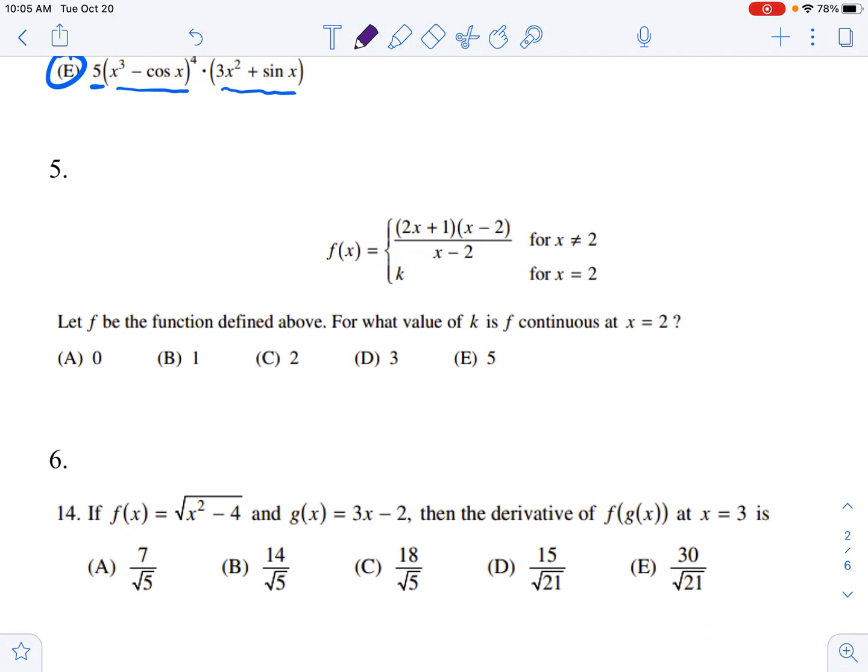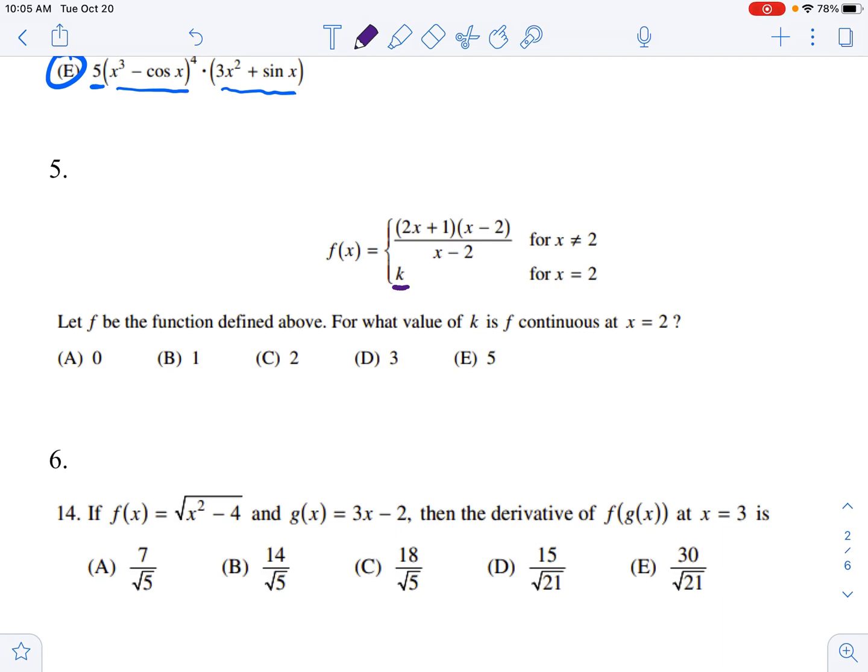f is (2x + 1)(x - 2) all divided by x - 2 for all x values not equal to 2. At x equals 2, the y value is some number k. Let f be the function defined above. For what value of k is the function continuous at 2?